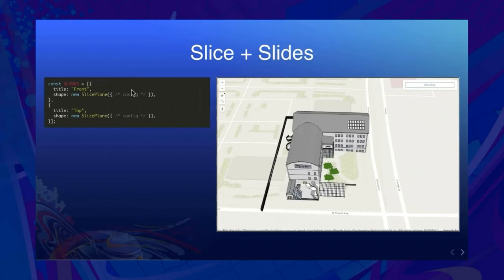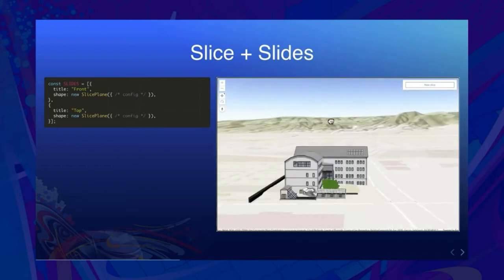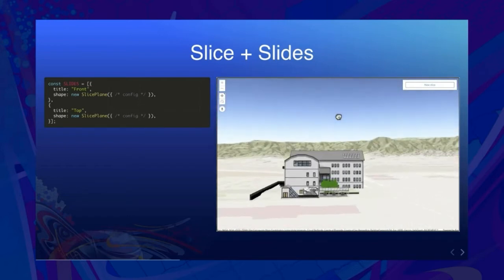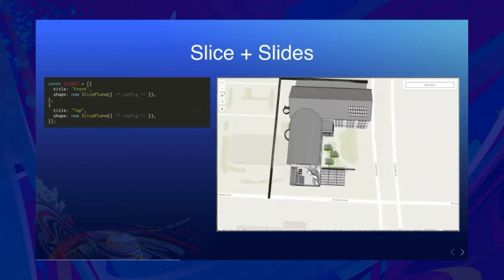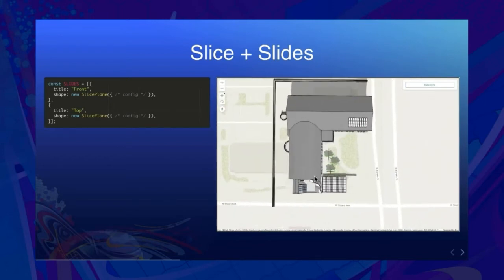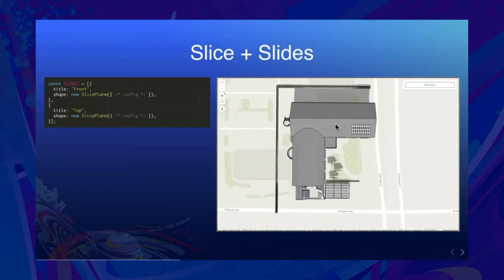I then have in my code a list of my slides with their titles. I also have a slice plane that I want to apply for each of the slides. So I have a slice plane that I want to apply when I'm looking at the building from the front, and I have another slice plane that I want to apply when I'm looking at the building from the top.